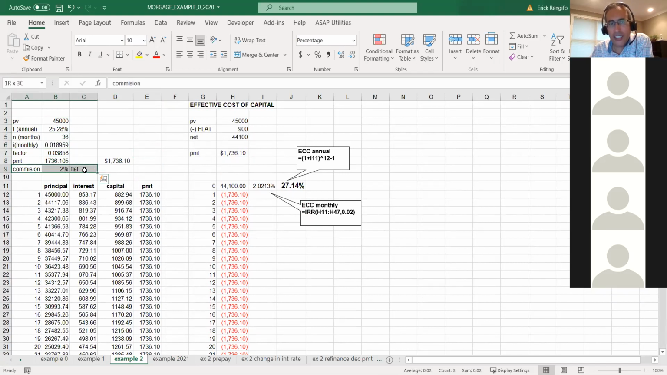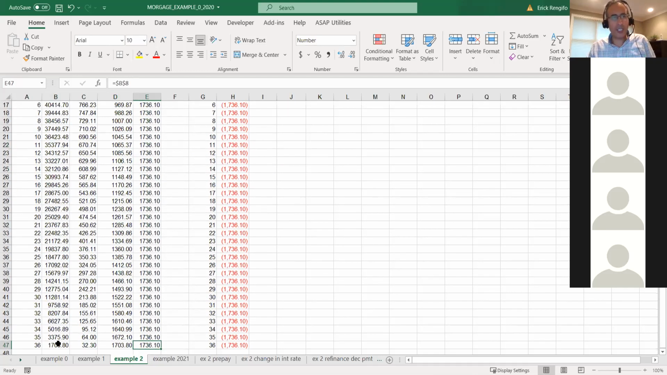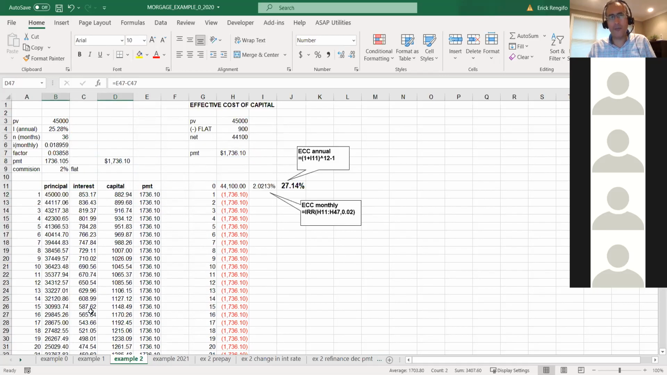Recall that this one here doesn't enter in the computation of the payment. So we ignore this for the time being. You compute your payment, you create your table. The payment is going to be the same forever in this case. And what you need to remember is always that the last principal equals the capital payment. And if this is true, your table is correct.